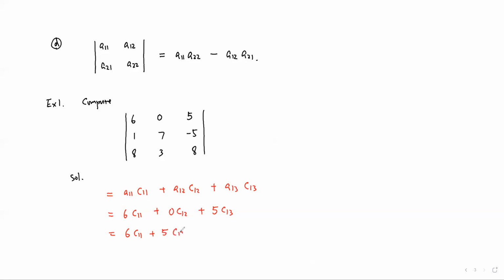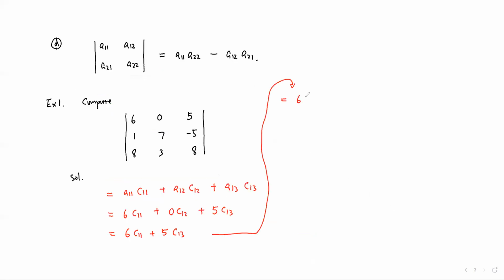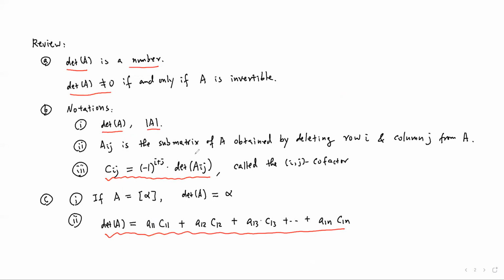5 C13. Okay, now here. It's equal to what? C11. No, C11 is here. It is 6 times (-1)^(1+1) determinant of capital A11, where capital A11 is a matrix. Then plus number 5 times C13, by formula, by this notation here.